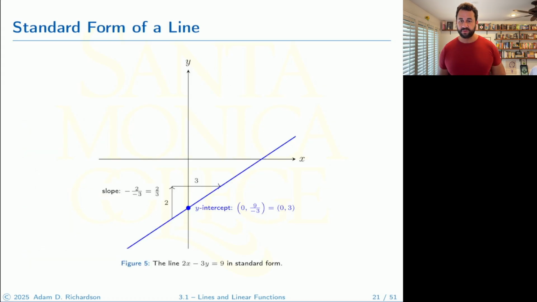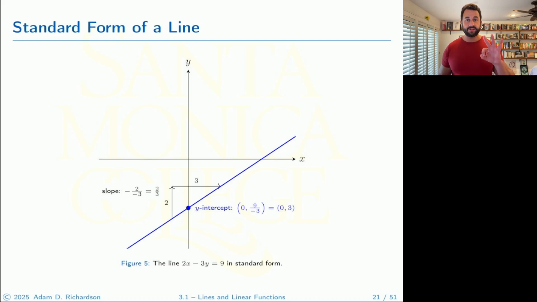Okay, here's another line using the standard form. Here's the line right here, 2x minus 3y equals 9. The slope is going to be negative 2 over negative 3. So that's going to give you 2/3, right? So up 2 over 3. And the y-intercept is 9 over negative 3, which is just 3. There you go. So that's another way you can use that form.